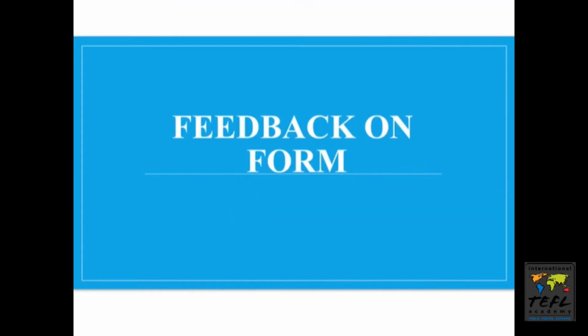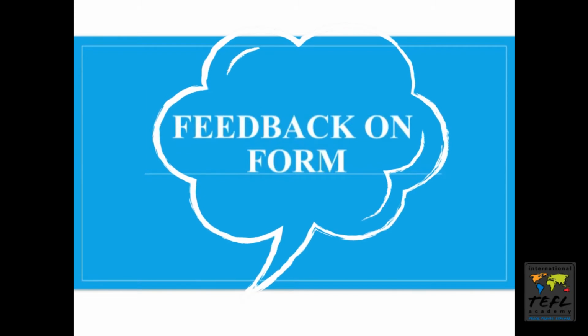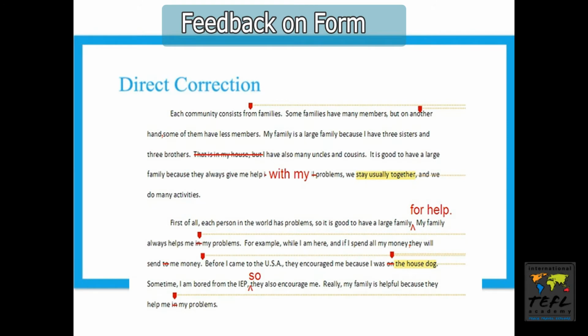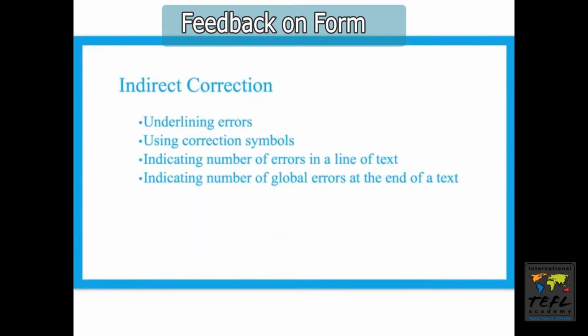Just like with feedback on content, instructors approach feedback on form in different ways. Especially with lower level learners, some instructors choose to give direct correction on errors with form. Some instructors choose a more indirect approach. This might include things like underlining errors, using correction symbols, indicating the number of errors in a line of a text, or pointing out the number and type of errors at the end of a text.